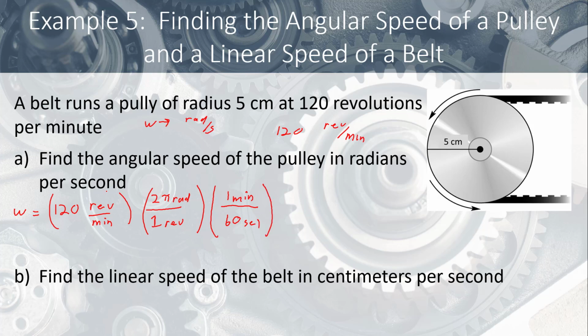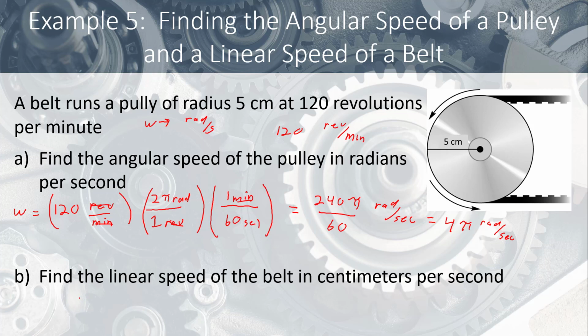Okay, so here the revolutions cancel, the minutes cancel, and all we have left in units is radians per second, which is what we're looking for. Now when we combine all this stuff, we're going to have 120 times 2, which will be 240 pi, including the pi up there. And then the denominator, we have 1 times 60, or just simply 60. And once again, our units will be radians per second. That kind of gives us some confidence that we actually did this correctly. And then when we simplify this, 240 divided by 60 is just simply 4. And so our answer is going to be 4 pi radians per second.